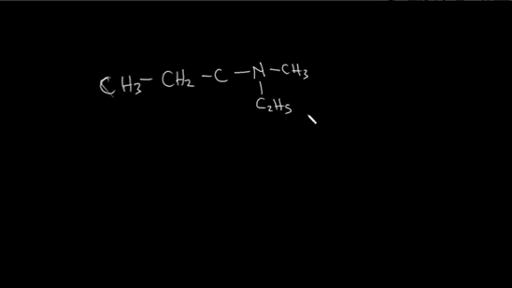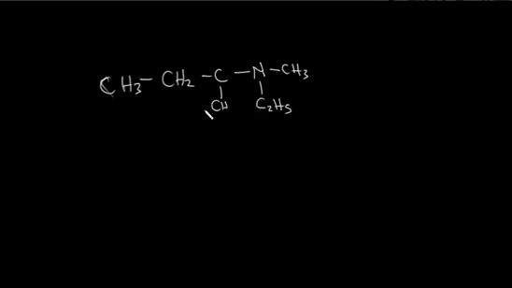So what do we mean? Let's get to naming. Imagine you have this structure: CH3, CH2, C attached to N. Then you have CH3, and then you have C2H5, and here you have CH3.